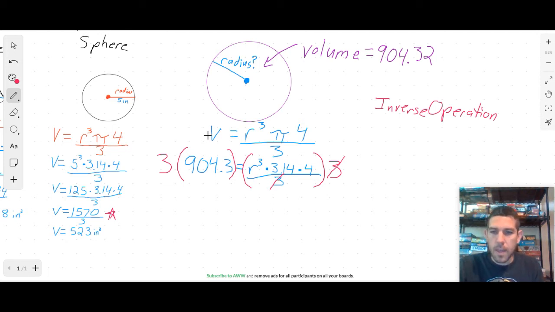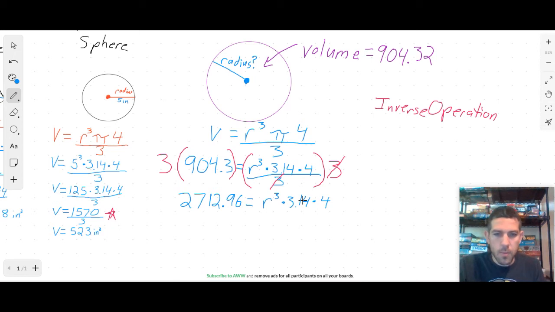And on the left-hand side of the problem, well, I'll just have to do a little bit of math. 3 times 904.32 is going to make 2,712.96. All right, now the rest of the problem I have is r cubed times 3.14 times 4. Okay. All right, let's keep going.